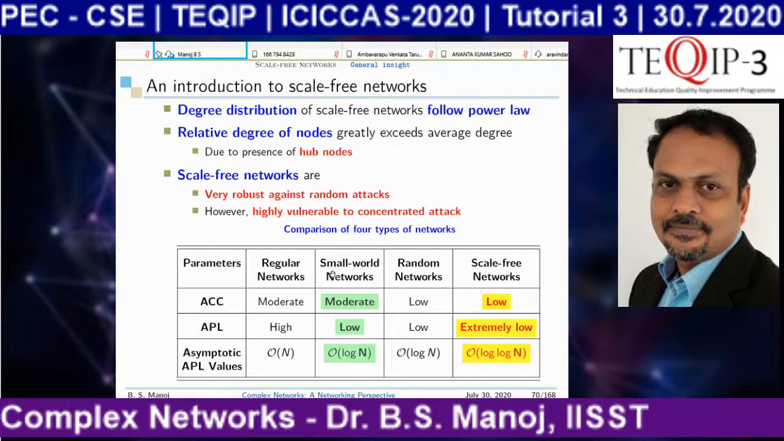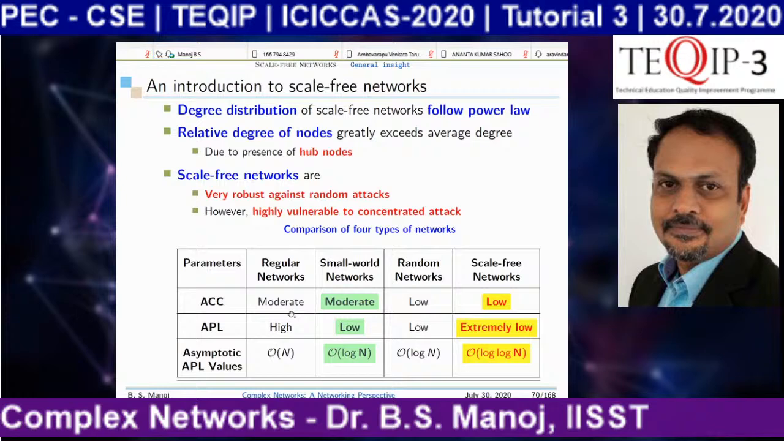Now, average path length is extremely low for scale-free networks compared to small world networks. Typically the average path length is of order log n. So some people use the term ultra small world for scale-free networks. So let's see what this network is and what its characteristics are.